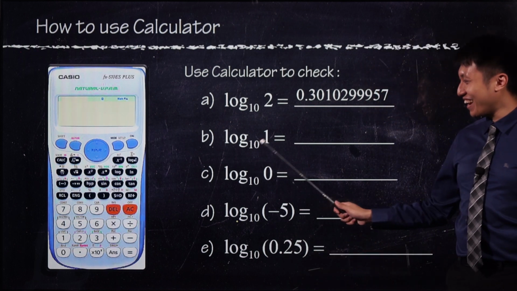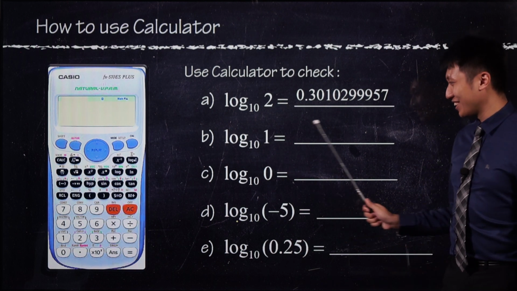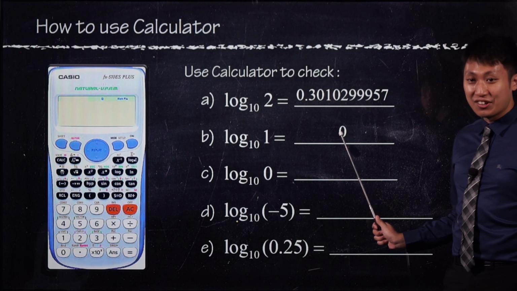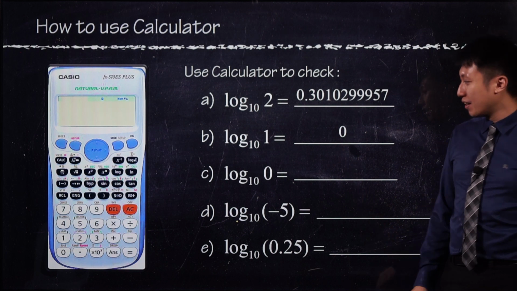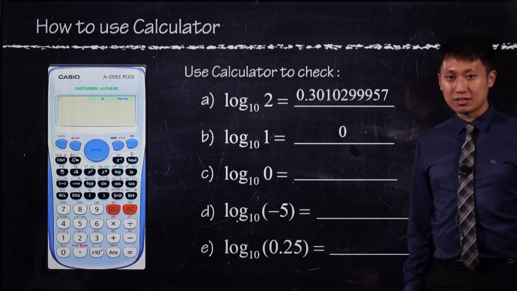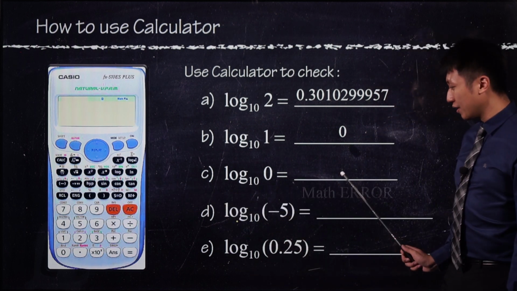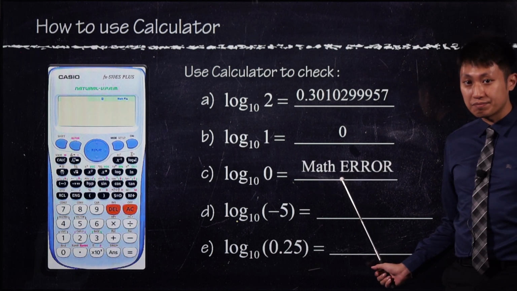Okay, log 10 1. I don't need calculator, I can tell you what it is. 10 to the power 0 is 1. So the answer is 0. Okay, 0. Next, log 10 0. 10 to the power what is equal to 0? Not possible. You try to press your calculator, it will show you math error.